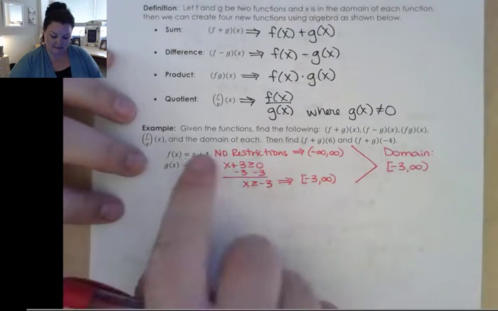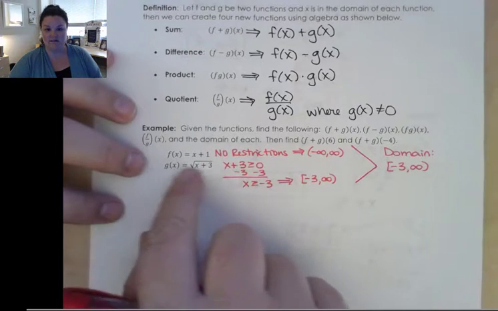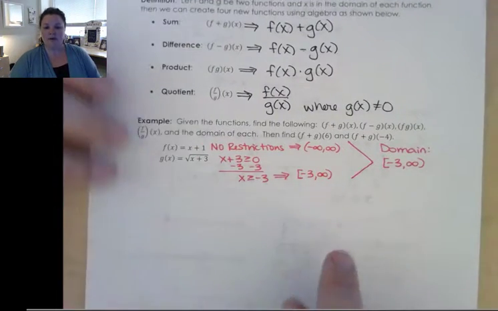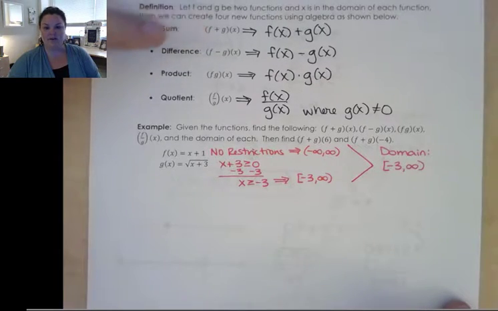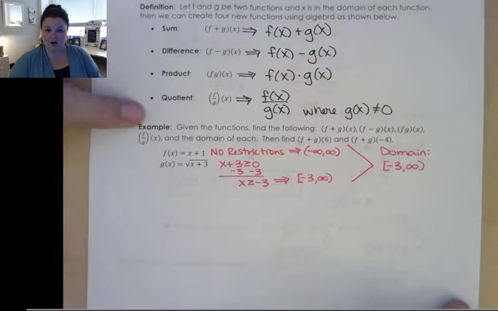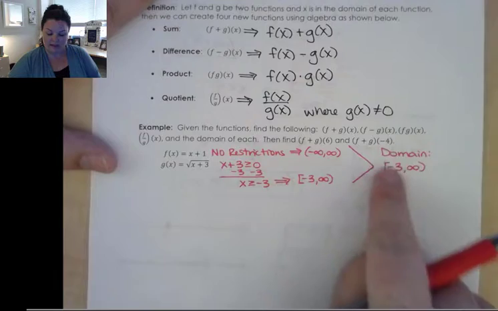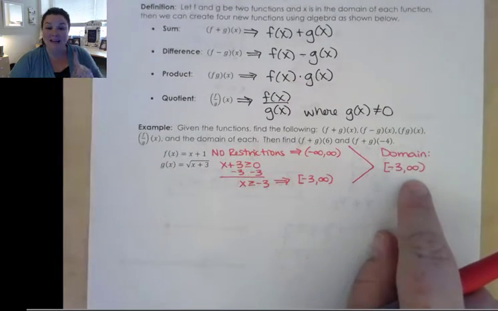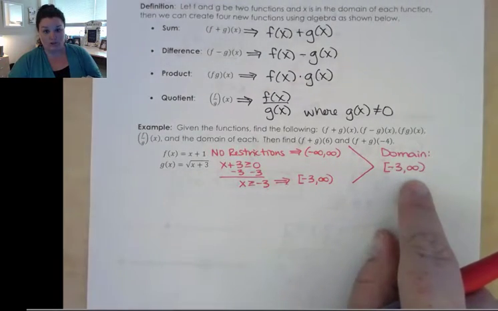Because otherwise it's going to be undefined within this g of x one. Okay, so as we come up with these new functions, our sum function, our difference function, our product, and our quotient, we're assuming that this is the domain of each, unless we run into more restrictions.